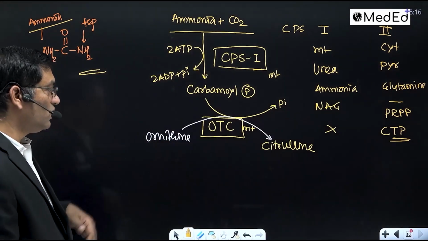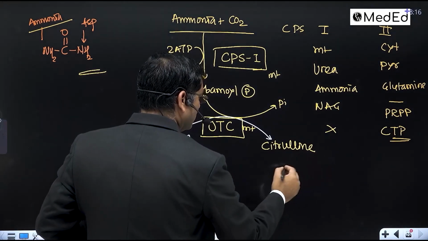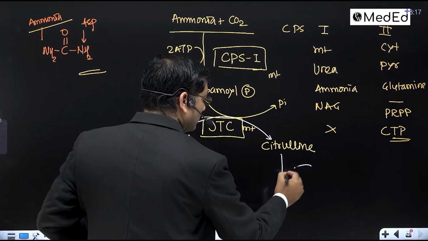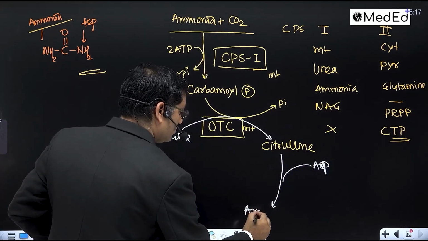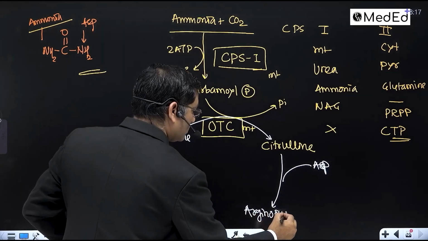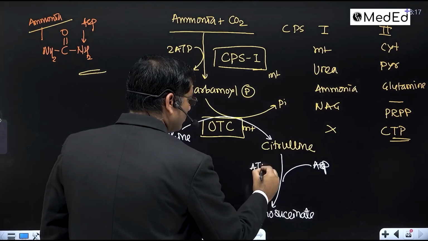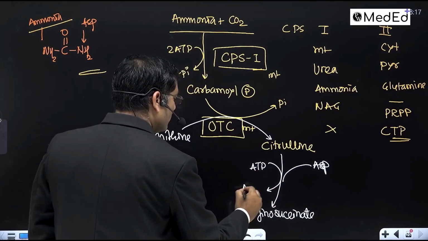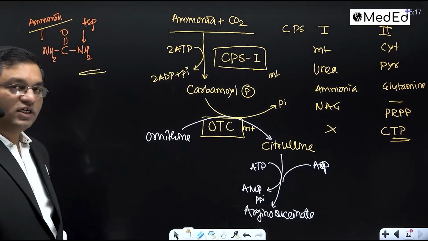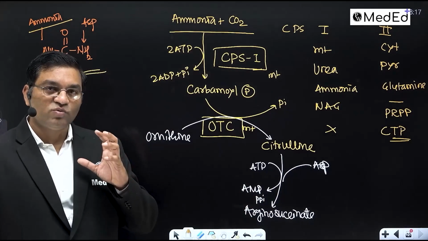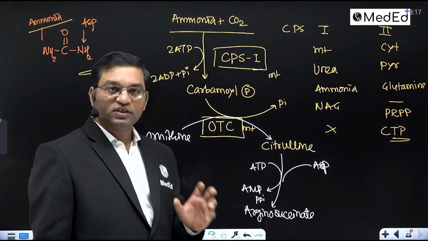Now citrulline condenses with aspartate to form arginosuccinate. ATP is utilized in this step and converted into AMP and inorganic pyrophosphate. So it is equal to the utilization of 2 ATP, as 2 high energy phosphate bonds are utilized here.